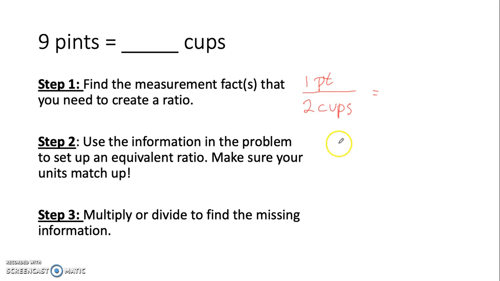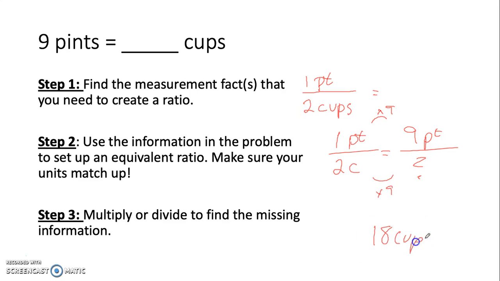Alright, step two, make an equivalent ratio. I'm just going to copy this ratio down. 1 pint is equal to 2 cups. I want to know, if I have 9 pints, how many cups am I going to have? And then step three, multiply or divide. 1 times 9 is 9. 2 times 9 is 18. So there are 18 cups in 9 pints.